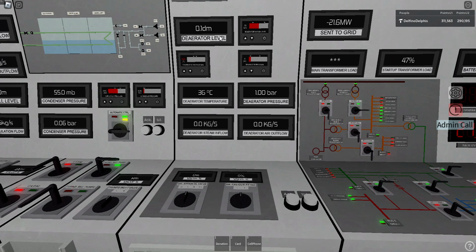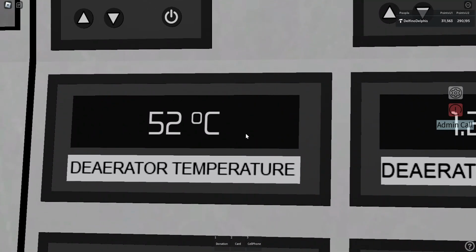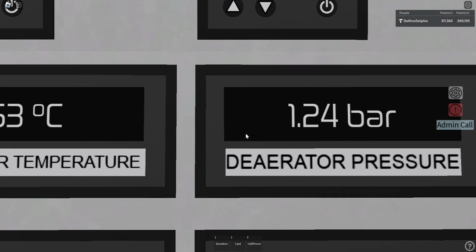So here you have the level. You cannot change it from this panel, but what you can do is change the temperature and pressure. So you have two valves, inlet and outlet. If you start opening the inlet, you can see I'm now pumping some steam, not a lot really, but you can see the temperature is rising and also the pressure is rising.